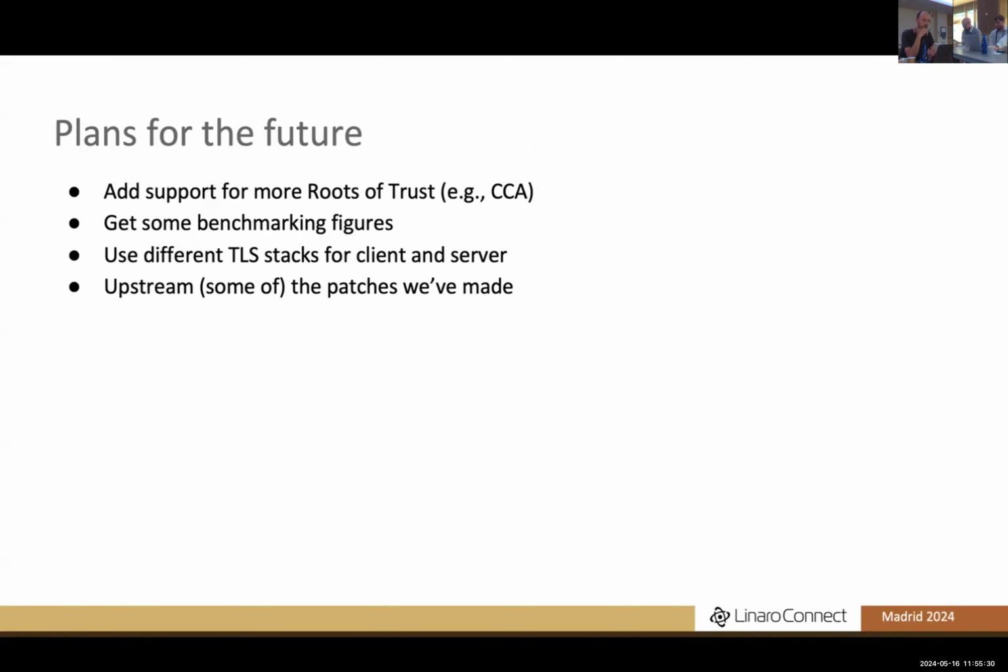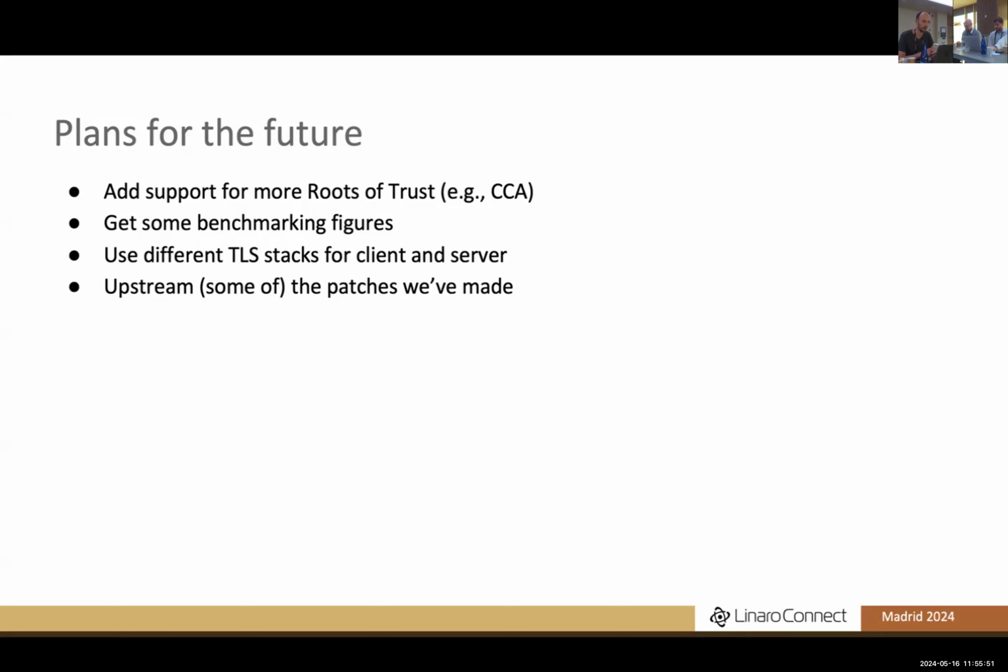In terms of plans for the future, we want to add support for more roots of trust, for example CCA, even if that's in a later form for now. We want to get some benchmarking figures, but as I mentioned earlier, we need to figure out exactly what that means and what kind of root of trust we want to get those for.